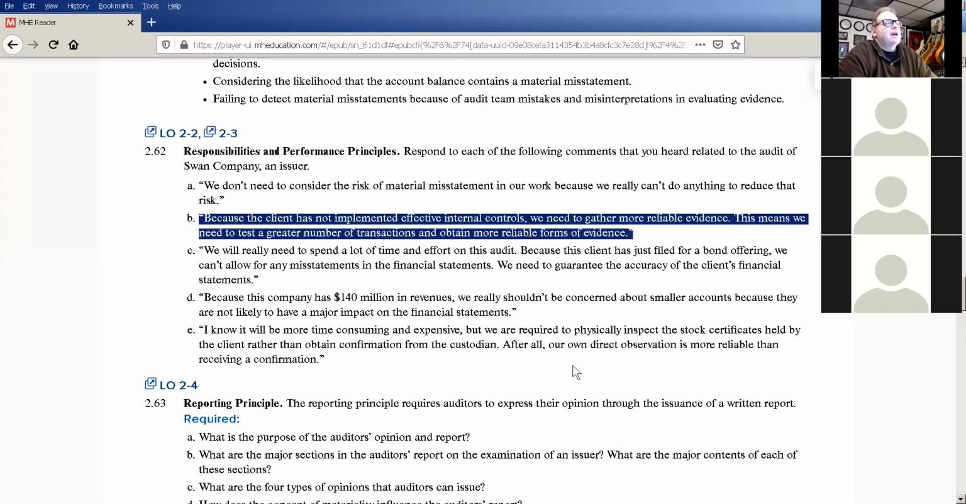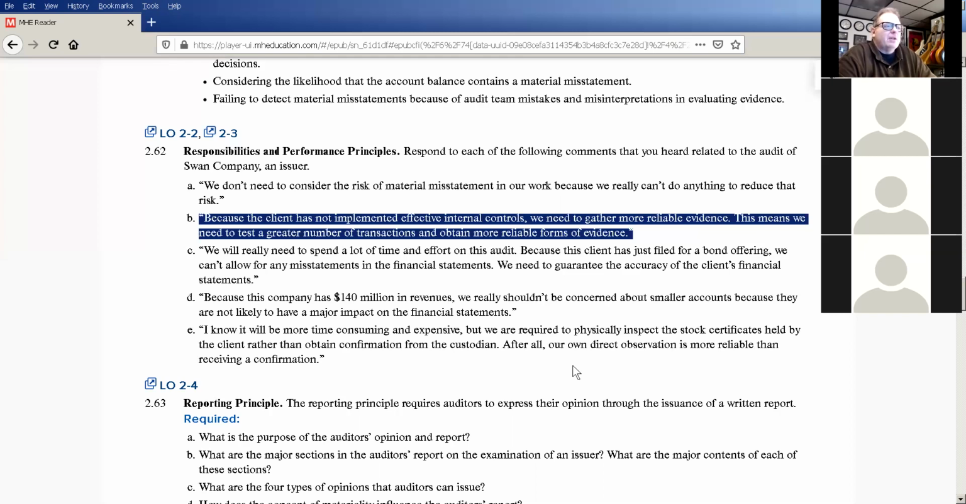Because the client has not implemented effective internal controls, we need to gather more reliable evidence. This means we need to test a greater number of transactions to obtain more reliable forms of evidence. Okay, so the client doesn't have very good internal controls. So they're saying we need to get more evidence done. We got to get different kinds of evidence and more of it. Yeah, I would agree with that. Yep, B is actually correct.